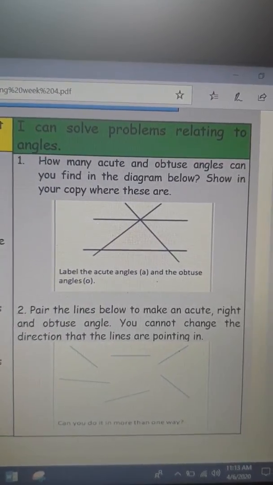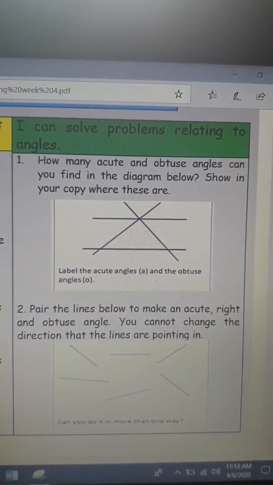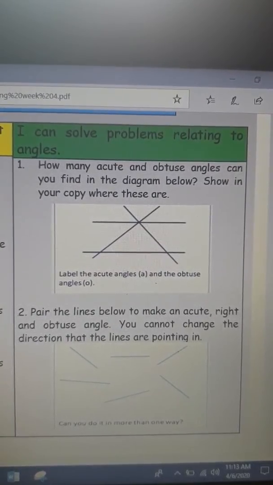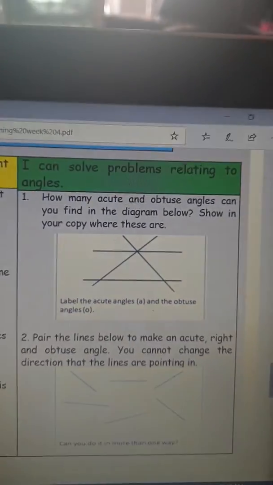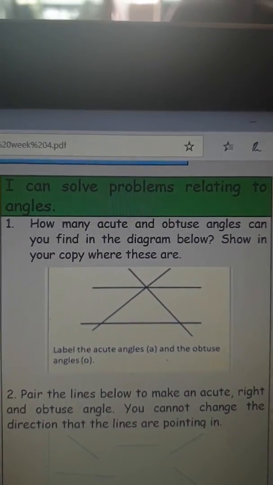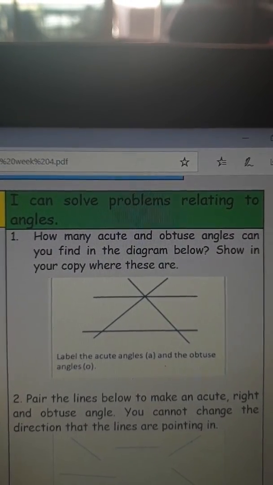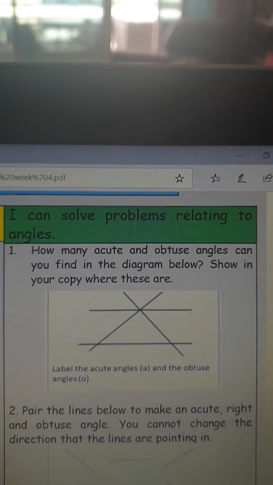Here is a solution video to our green problems we had for Tuesday's angles lessons. So let's look at number 1 firstly. How many acute and obtuse angles can you find in the diagram below? Show in your copy where these are.